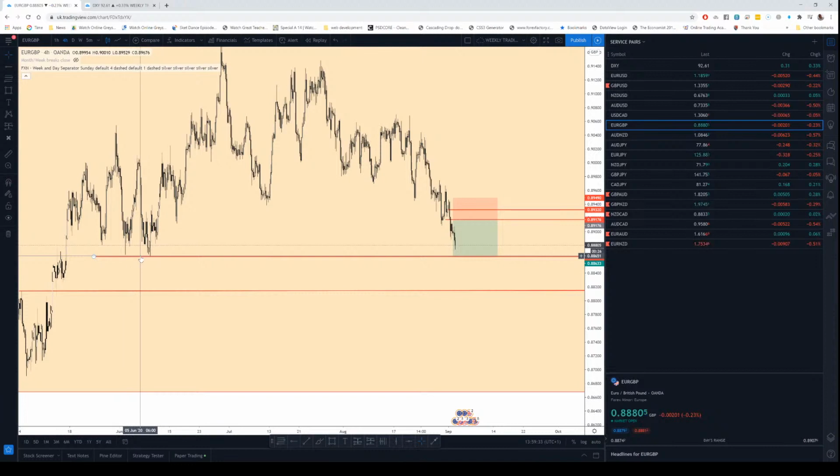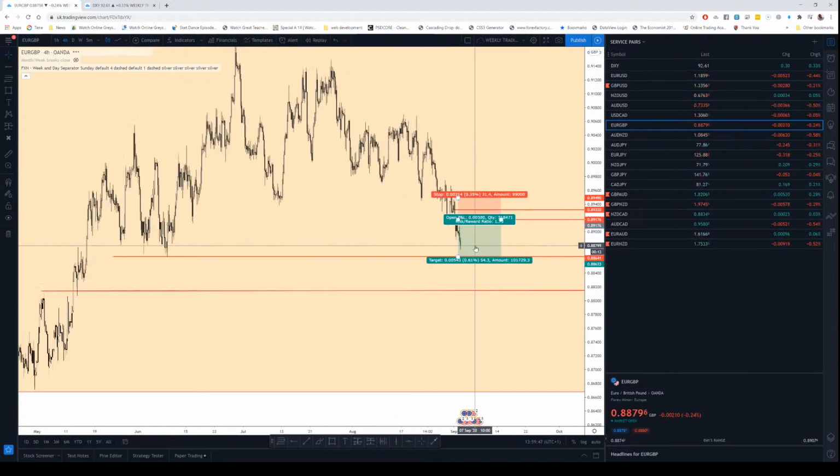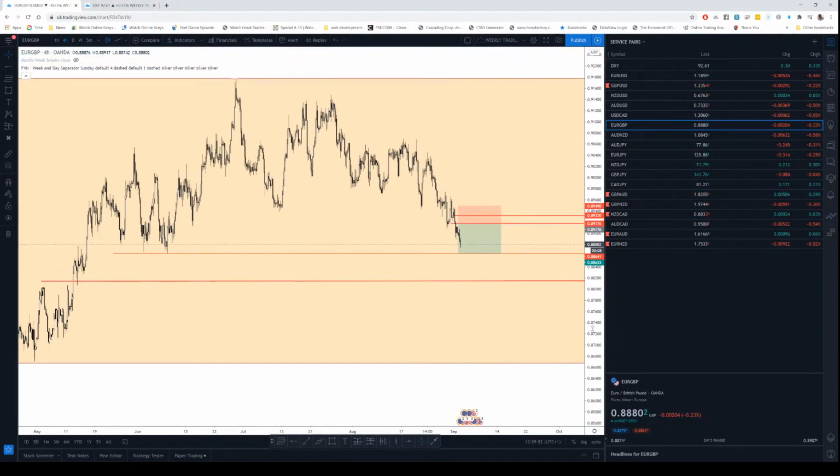Price will come here, but there's going to be a little bit of a pullback before price does that. I don't know if it's going to reach up there, but if it does, that would be good, and then we can sell short again. If not, then we just have to carry on with the sell that we have already.